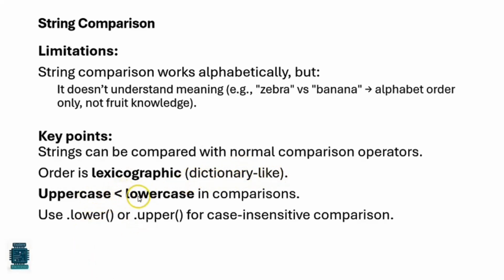Uppercase is always less than lowercase when comparing two strings. You have to take uppercase before lowercase in comparisons, because uppercase has a lower ASCII value, that's why it will come before lowercase. Use dot lower or dot upper for case-insensitive comparisons. Use dot lower to convert to lowercase, dot upper to convert to uppercase. Very clear with the string comparison?